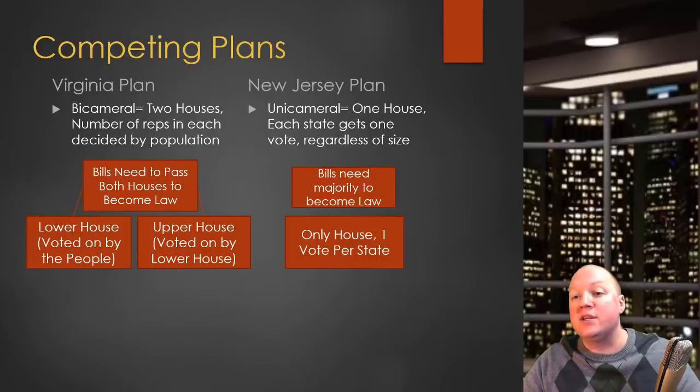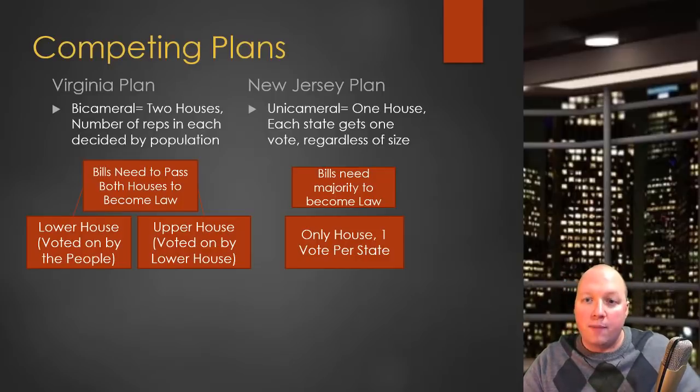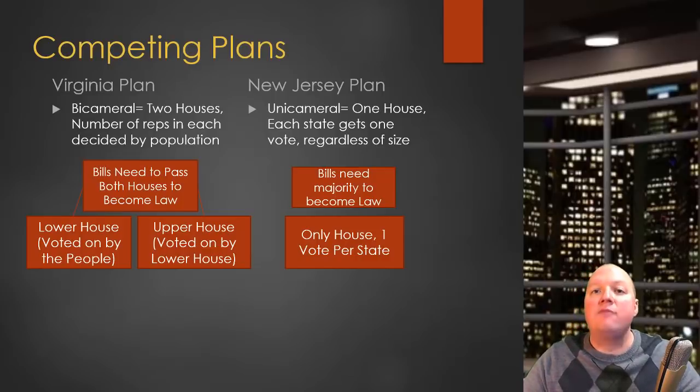The other option is the New Jersey Plan. This is favored by the small states. It calls for a unicameral, or one-house, Congress. Every state, no matter how big or small your state is, lots of people or very few people, you're going to get one vote no matter what. This is good for the small states because they can have just as much power as large states like Virginia, New York, or Pennsylvania. So these are our two plans.